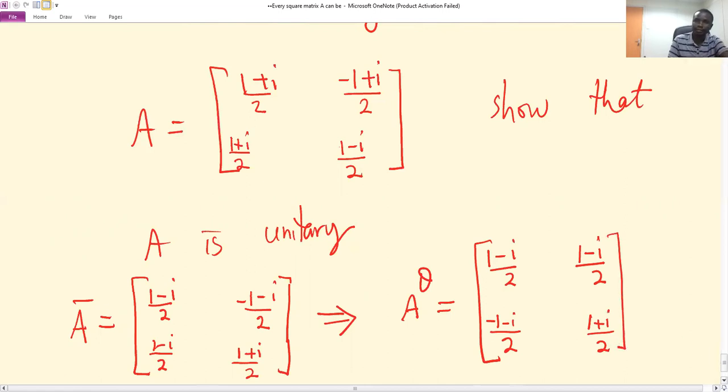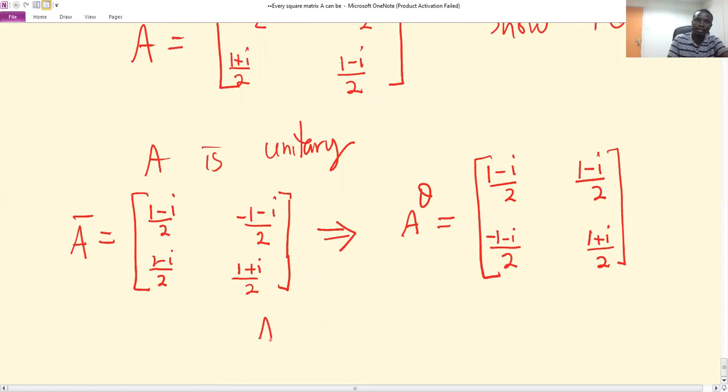Show that if you take this A times this A theta, you get an identity matrix. And the same thing is when you change the order. So A is unitary. Thank you.